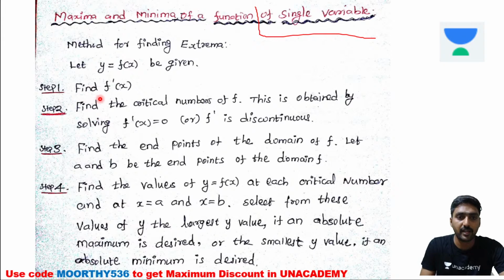Step 1, find f dash of x. The first derivative of the function is identified. Step 2, find the critical numbers of f. This is obtained by solving f dash of x is equal to 0. What we are doing is equating the first derivative to 0. By equating the first derivative, we identify the critical numbers.